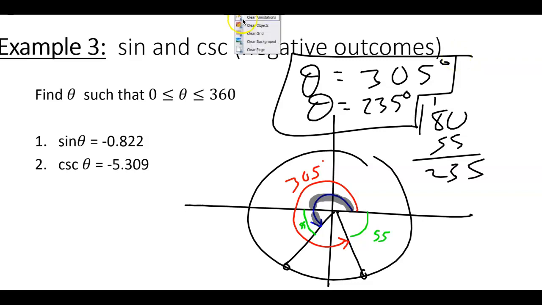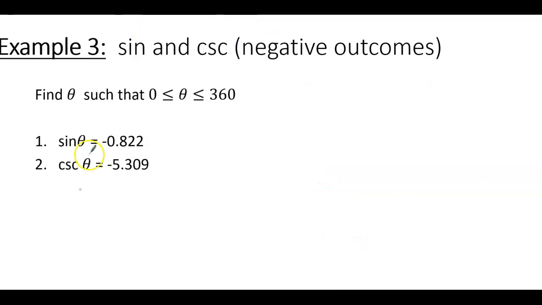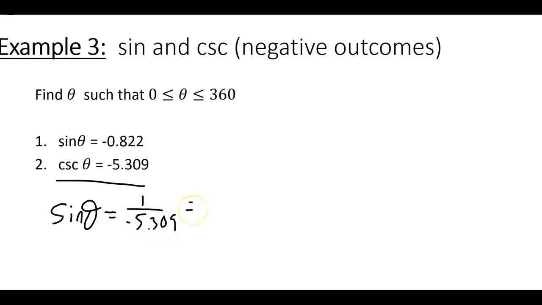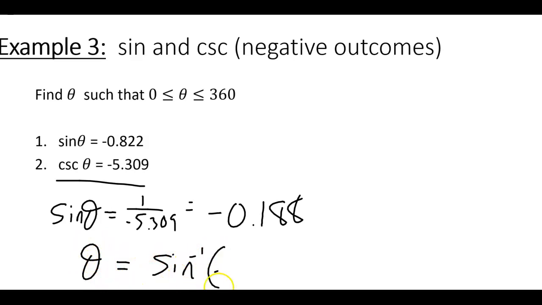Let's go ahead and do number 2 now. Step 1, since it's cosecant, we're going to do the reciprocal on both sides. The reciprocal of cosecant is sine. And the reciprocal of 5.309 looks like that, which is negative 1.88. Then we're going to arcsine both sides of this equation to solve for theta.